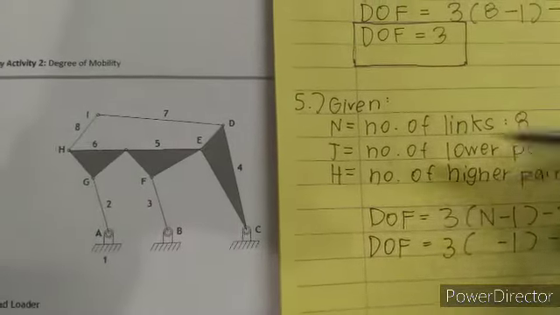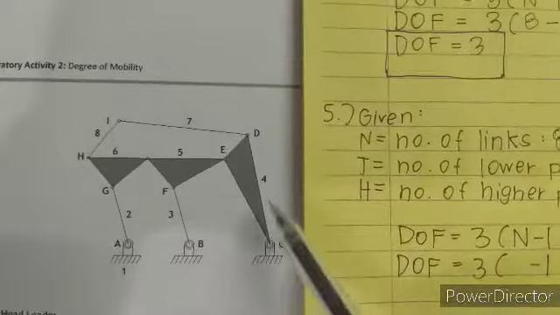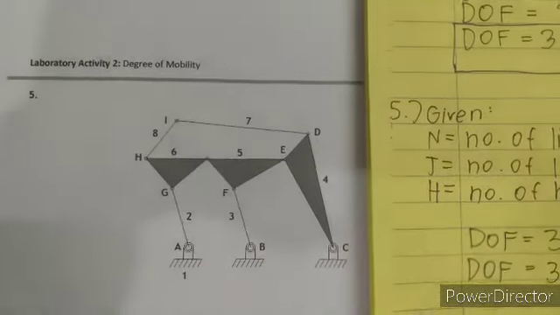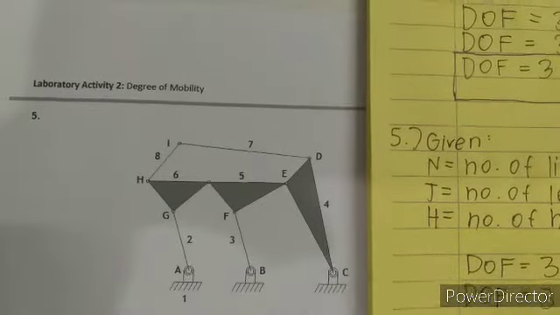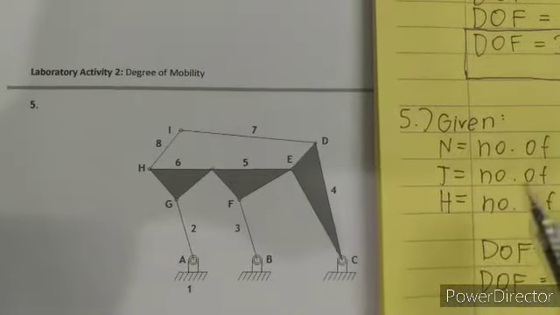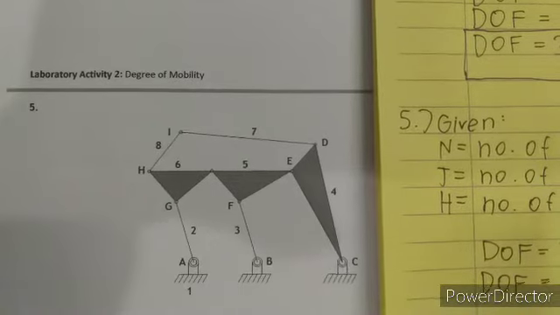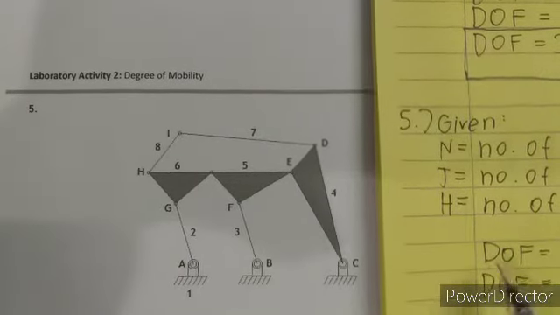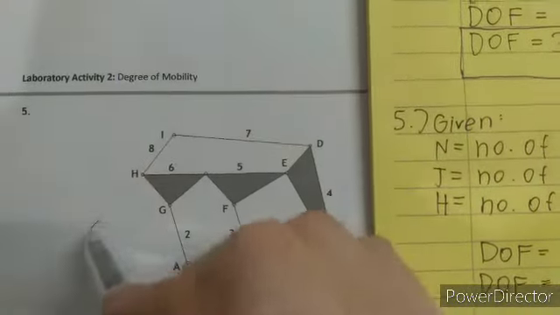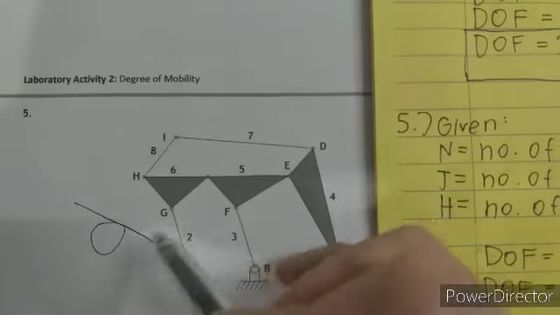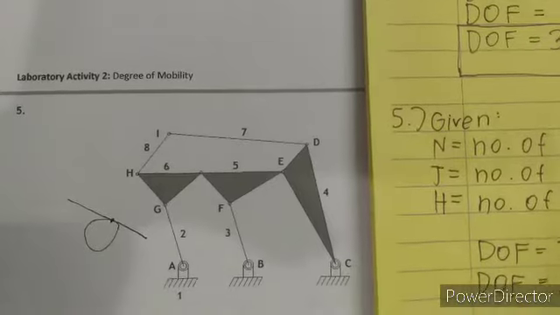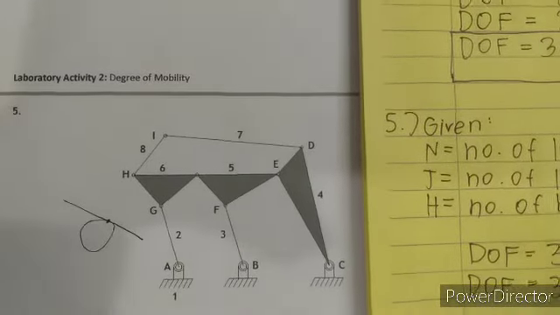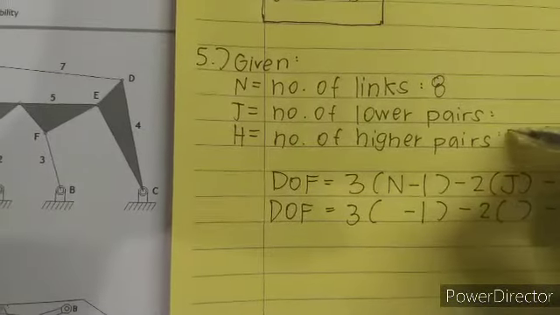Now let us look if there is a higher pair present in this question. Looking at this, we can see that there's actually no higher pairs present in this kinematic diagram. This is because no certain surface or point of interest connects between two surfaces of two bodies. So there's 0 higher pairs.